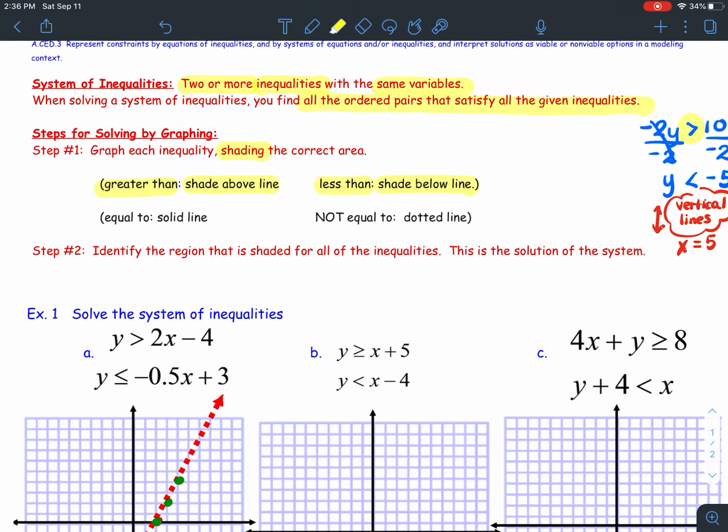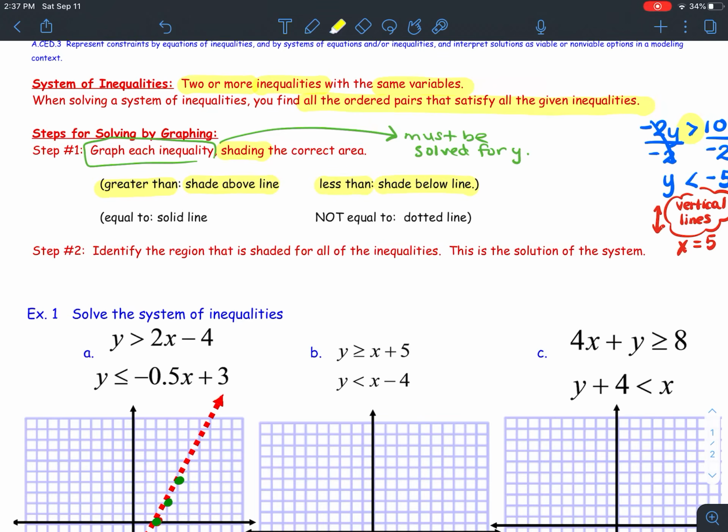Now, it is very important that your inequality is solved for y first. So let me make a little note here. In order for us to graph, it must be solved for y. Okay.